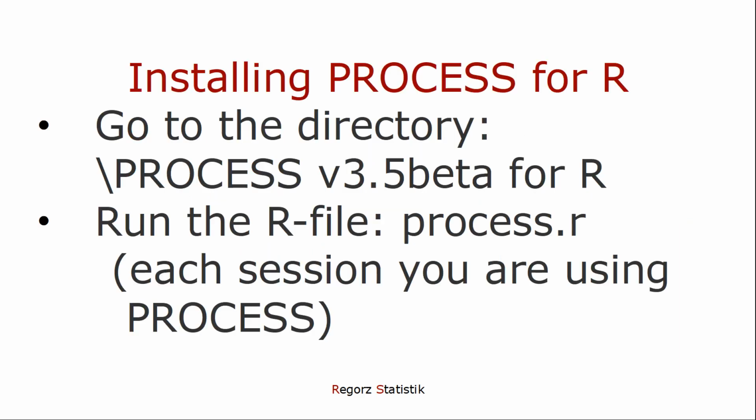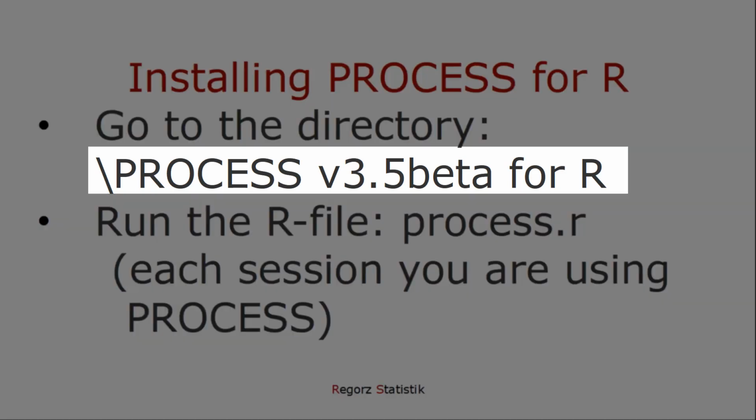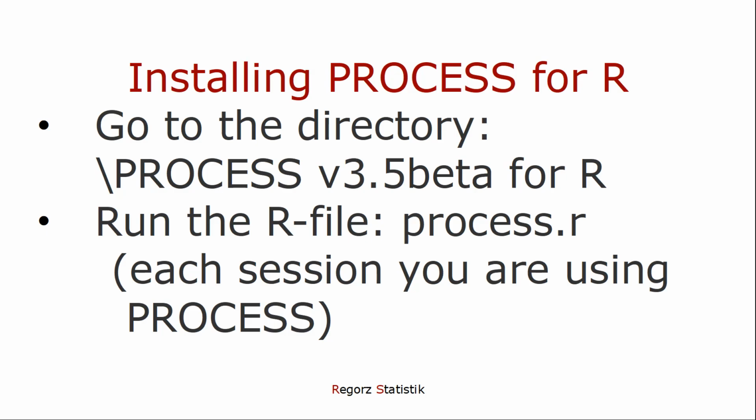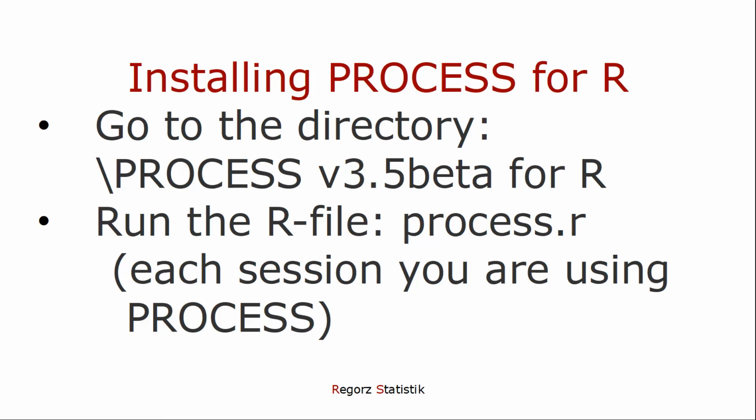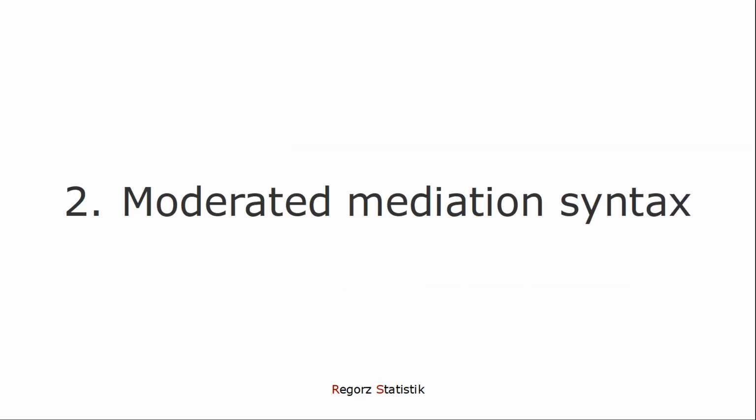In the downloaded directory, you'll find a path process beta for R. And there you'll find an R file with the name process.r. And you have to open it and run it each session you are using process, because running this process.r file initializes the process function. Running it takes a minute or two, so please be patient. If you've done that, you can run a moderated mediation syntax.